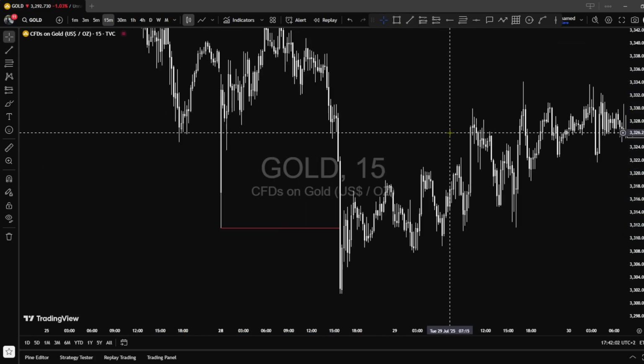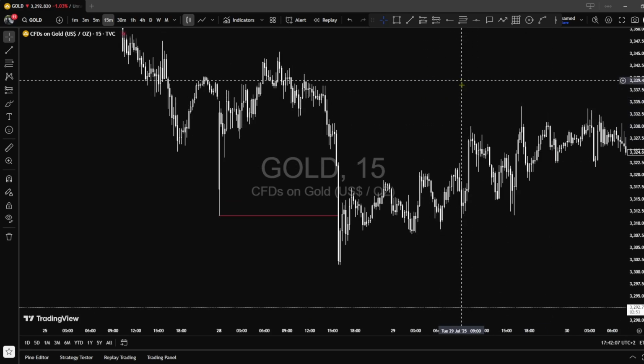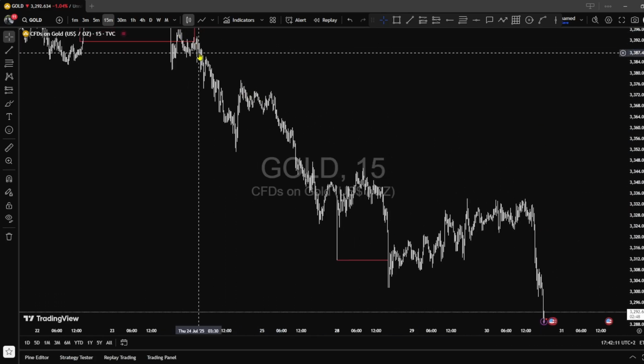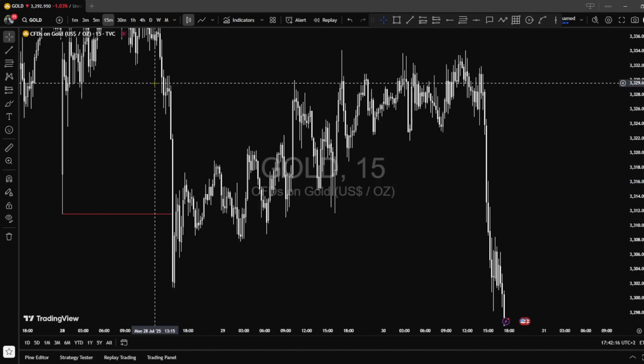I opened my chart, right? The first trade I took was on Tuesday, the 29th of July. So I opened my chart and I could see that price is obviously in a downtrend. So we're following the trend by obviously taking sells.